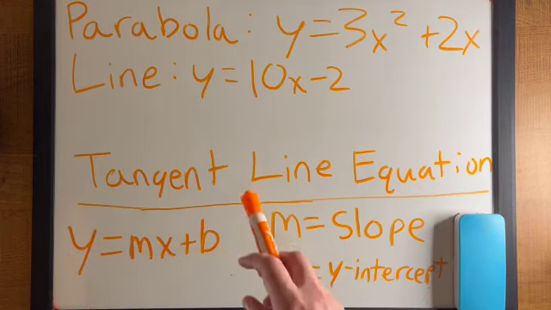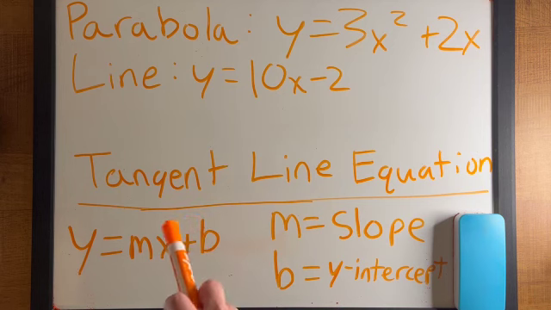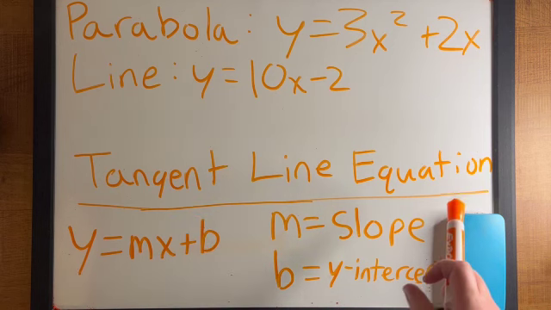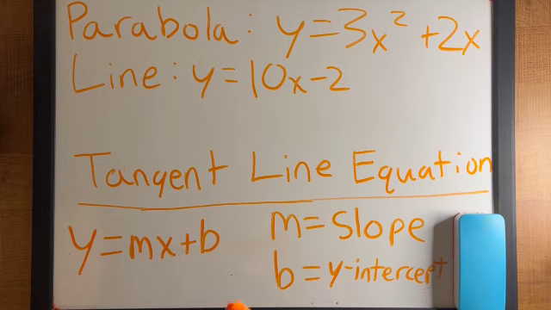Now, our first step in trying to solve this problem is we have to ask ourselves, what do we need from the tangent line? Well, this is the equation for a tangent line, y equals mx plus b. m is the slope, b is the y-intercept.